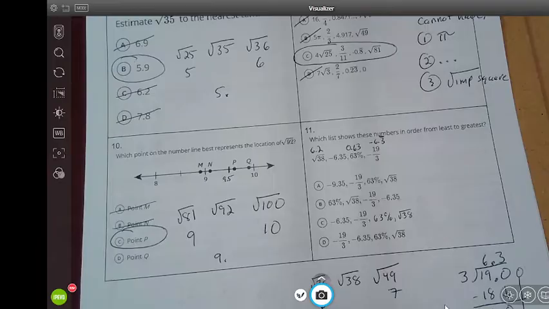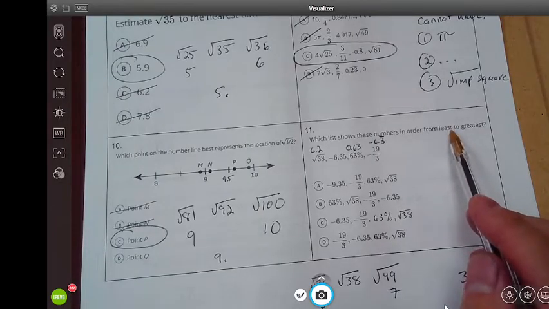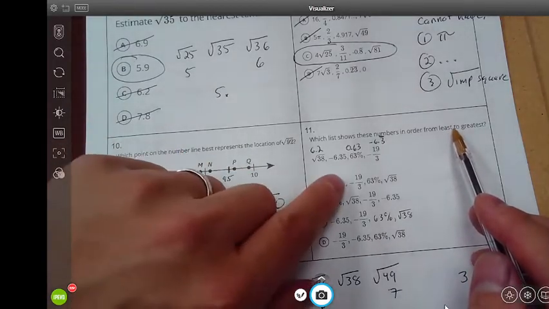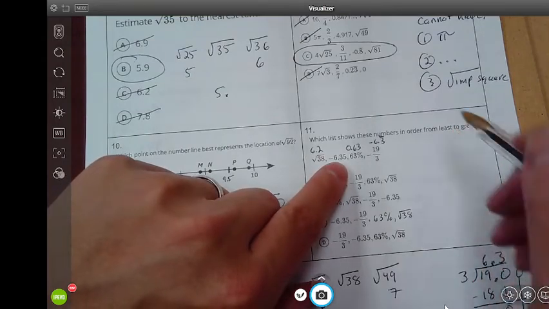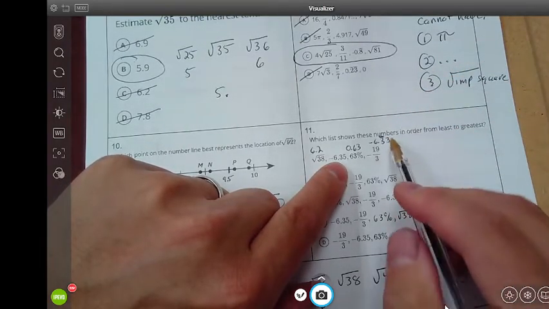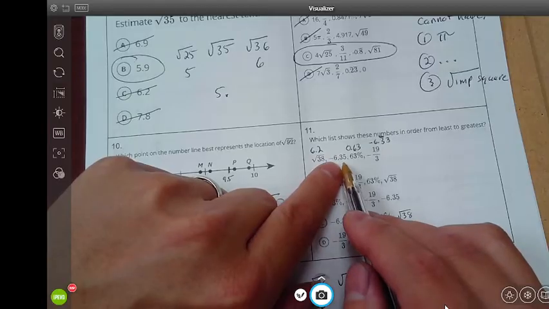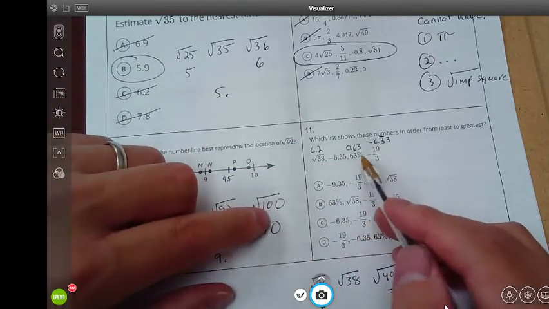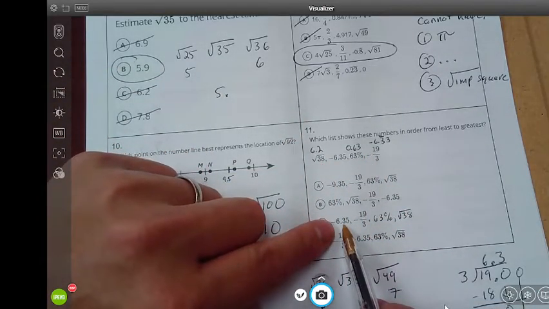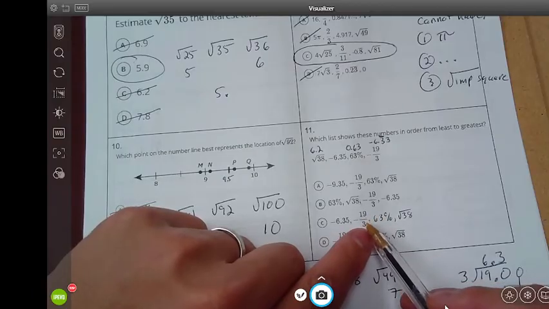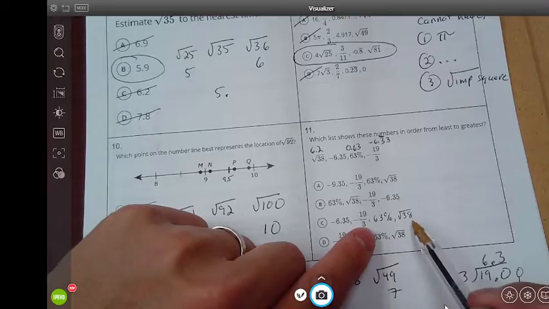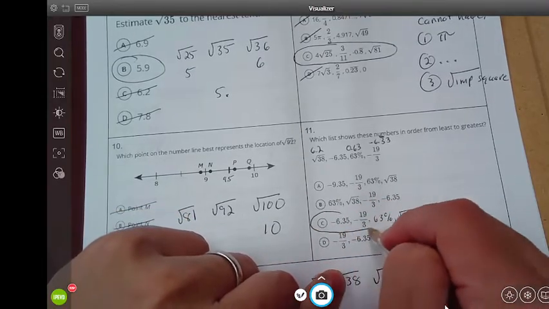All right, so it wants from least to greatest. So it wants the smallest out of all of these. So this is a negative 6.33, and this is negative 6.35. The smallest is negative 6.35. I see that. And then I see the negative 19 over 3, and then I see the 0.63 and then a 6.2. This should be option C.